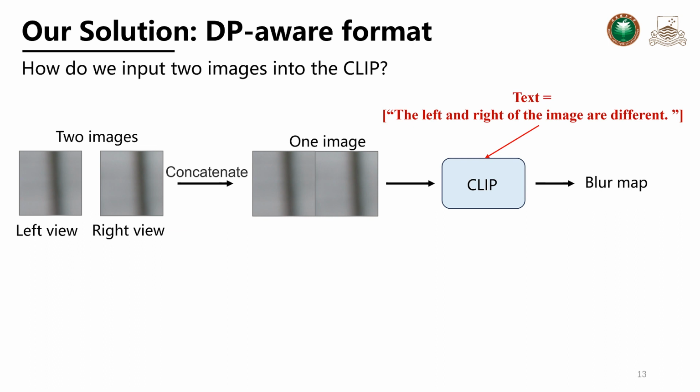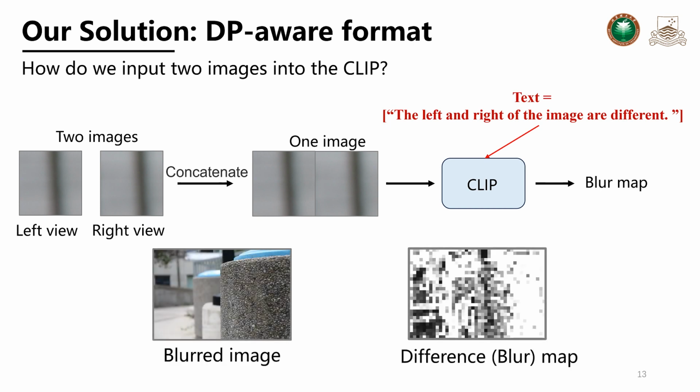To input two images into CLIP, which is trained on monocular images, we designed a new DP-aware format. We concatenate the left and right views into a single image, and then query the similarity of the image to a difference-related prompt. However, our results are not satisfactory. Therefore, we pondered how to further utilize the properties of DP images.